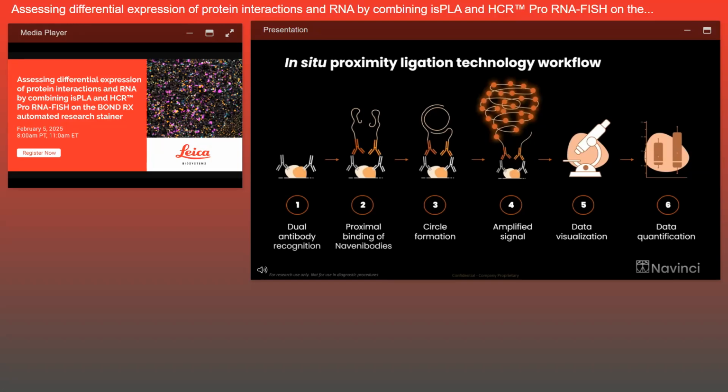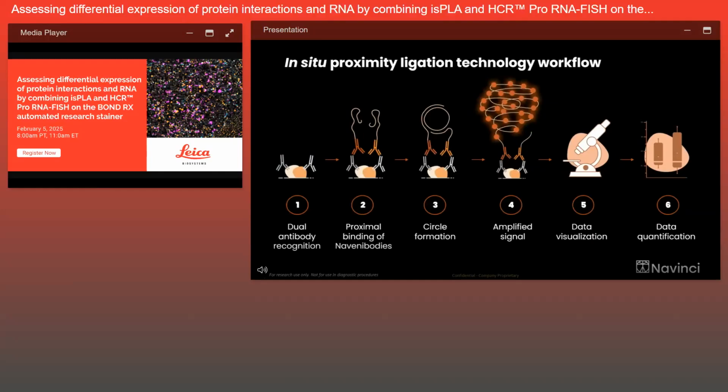So here's where the proximity comes in. If our two proteins are within 40 nanometers or less of each other, these two oligonucleotides can undergo a series of enzymatic reactions between steps 3 and 4 that results in a signal that is detectable by microscopy. If those proteins are not within 40 nanometers of each other, there will be no reaction and there will be no signal. So you can see in step 3, we have a circle formation. This undergoes a rolling circle amplification, which ends with a DNA bundle. And this is where we detect our signal.